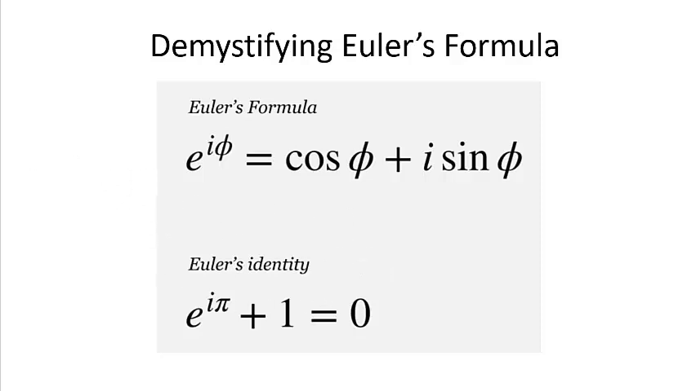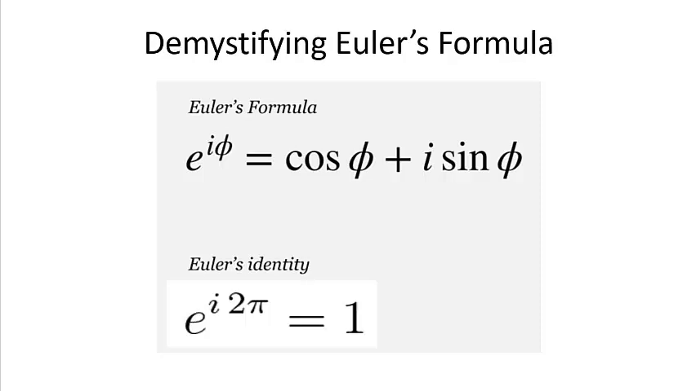So I prefer the formula e to the i times 2 pi is equal to 1. i is the identity of the imaginary numbers. 2 pi is equal to exactly 1 cycle. So e to the i times 2 pi is equal to 1, and this is also equal to e to the 0. So e to the 0 is equal to e to the i times 2 pi, which is equal to 1.